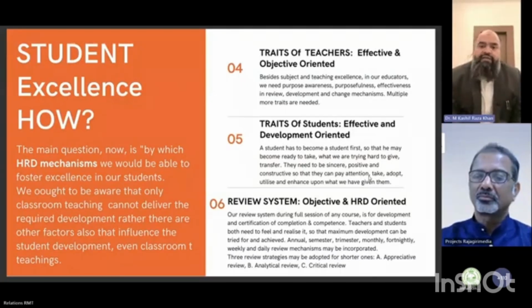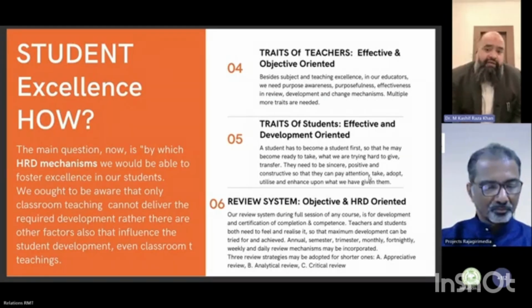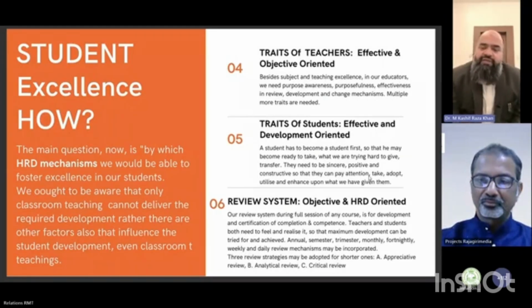The sixth HRD mechanism that can be utilized, that has to be utilized, for developing excellence in students is a review system. We already understand that our examination system is the review system, but I want to mention it because we should again feel that our examination system is a review system. What is to be reviewed? The progress and development.